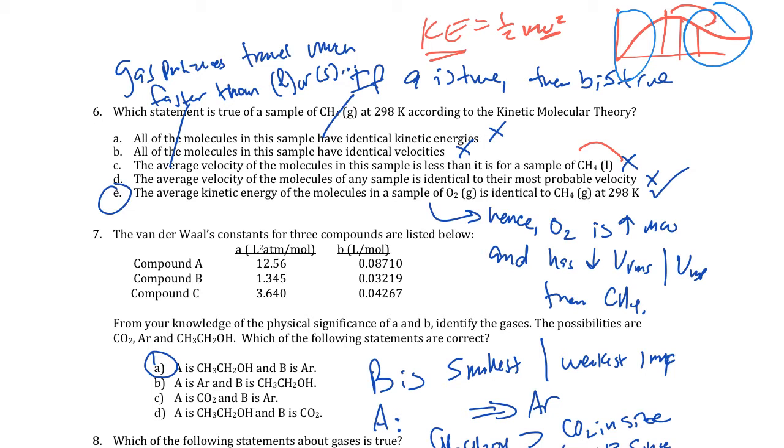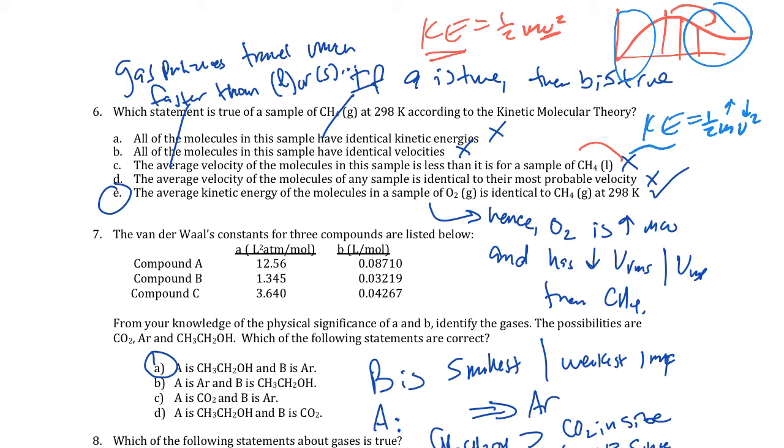And then finally, the last statement hopefully should be true because it's the only one left, but the average kinetic energy of the molecules in a sample of O2 is identical to CH4 at 298 K. So if you have two different substances at the same temperature, their particles on average have the same kinetic energies. Kinetic energy is 1/2 mv squared, so that's a constant for any substance at the same temperature, so a more massive particle is going to have a slower velocity on average.